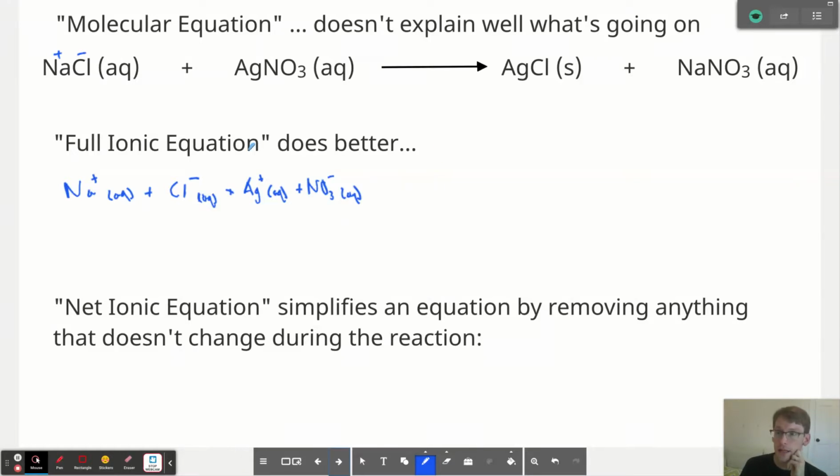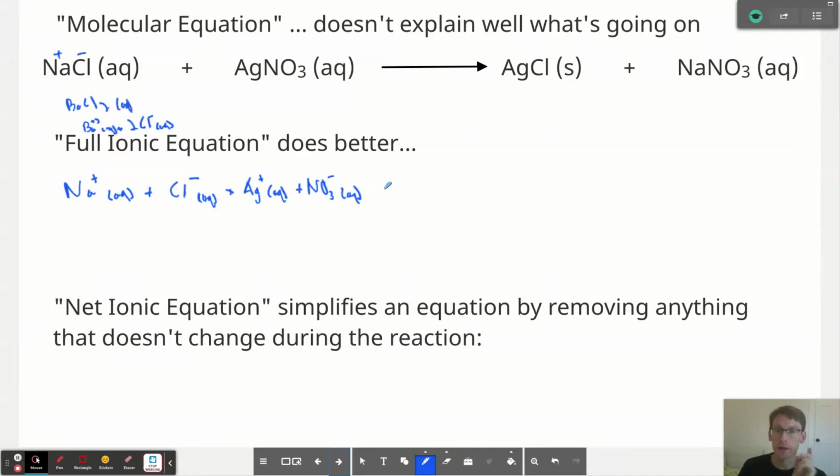If we had a case of there being 2 of one ion, like for example BaCl2, that was aqueous, I would need to say that there's 2 Cl minuses in solution. That's how I would represent it. So I'd say Ba 2 plus aqueous plus 2 Cl minus aqueous. That's how I would show BaCl2 being aqueous.